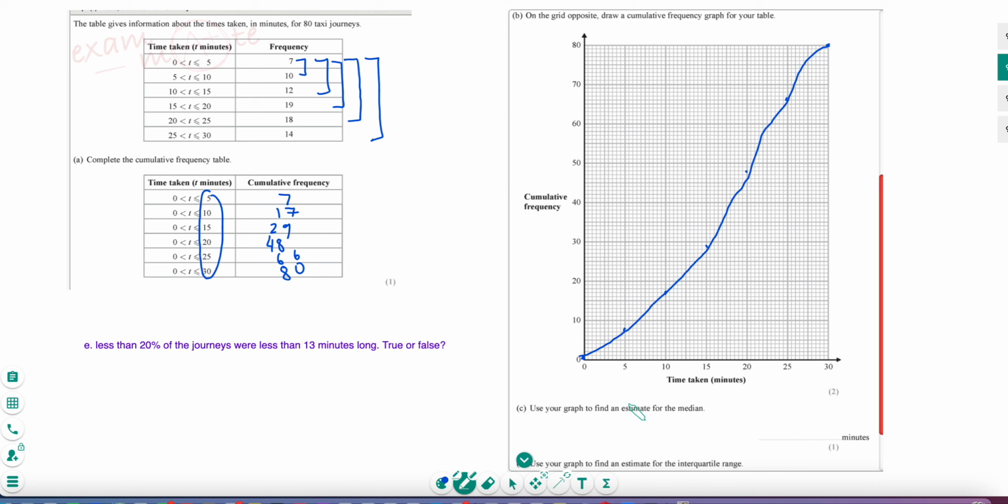Then use your graph to find the median. So we'll draw like a little number line. This is the first person. There's 80 people in total. So the median will be the 40th person. So we're gonna look on the cumulative frequency at 40, and then go across. So that'll be about, so I guess this would be 17.5, so I guess 18 minutes.